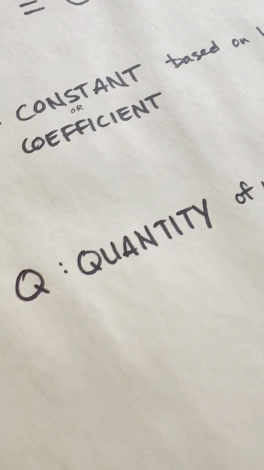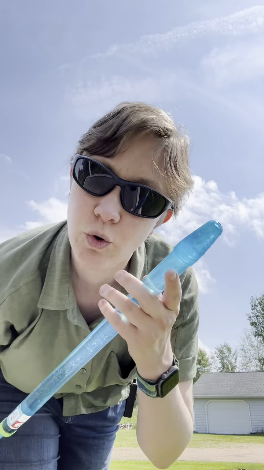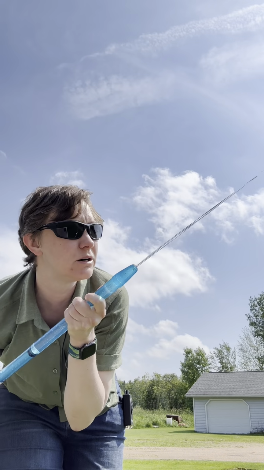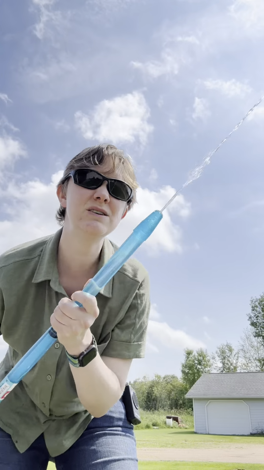The Q stands for quantity. Q you can think of as quantity or as throughput. It's how much water over how much time. In the US, we use gallons per minute or GPM. Let's play with Q a little bit and see what the impact is.